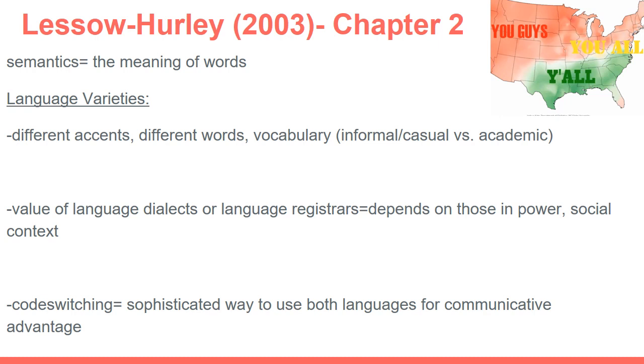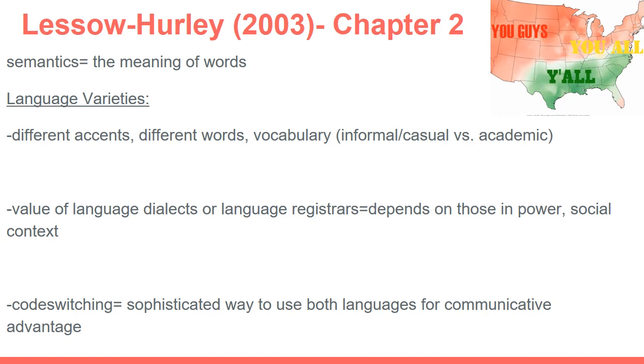Once again, there's different language varieties. The United States has many different language varieties. We have different accents, different words, different vocabulary we use, informal, casual versus academic. She notes, though, Lessow Hurley notes that sometimes the value that we place or our preference for a certain type of language or dialect or language register, not registrar, register, that's a misspelling, depends on those in power.